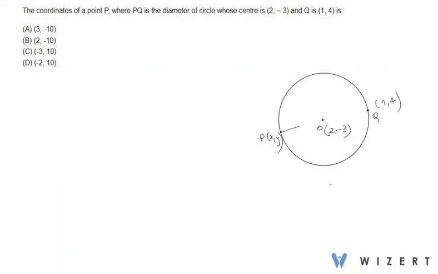Now since PQ is diameter, that must mean that O is dividing the line joining P and Q exactly in half. So we can say that O is the midpoint of PQ, since PQ is the diameter of the given circle.